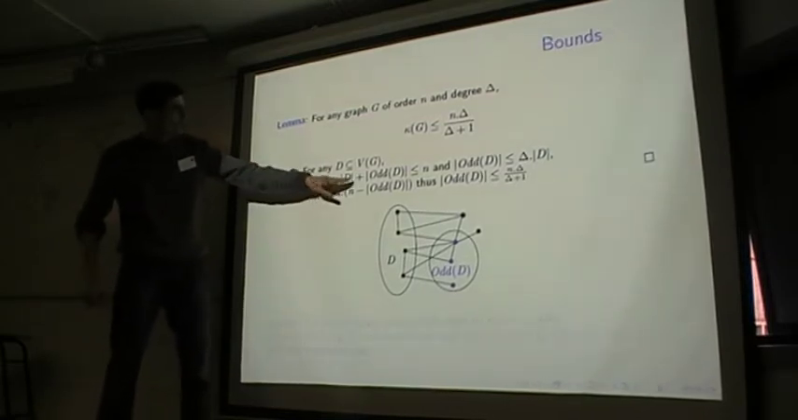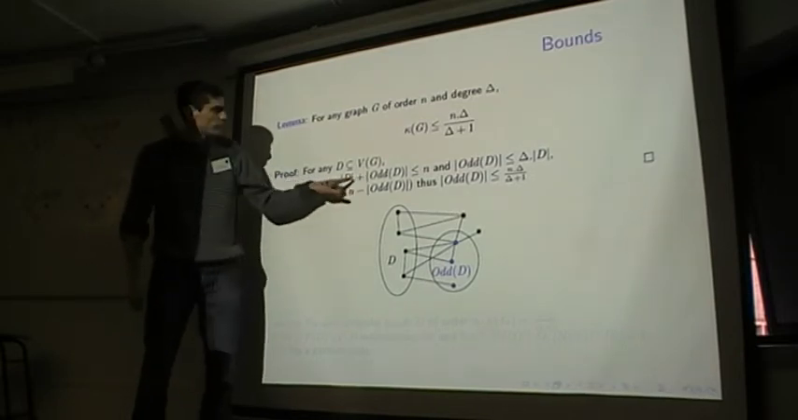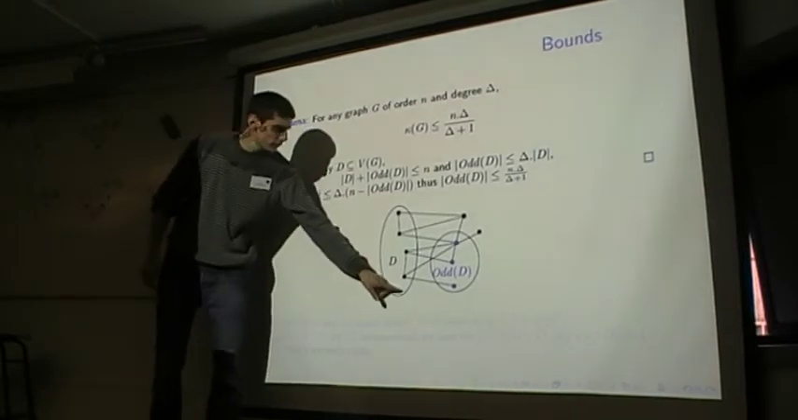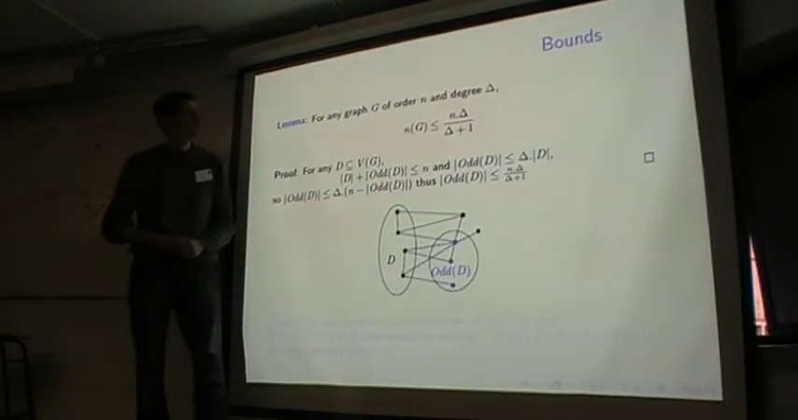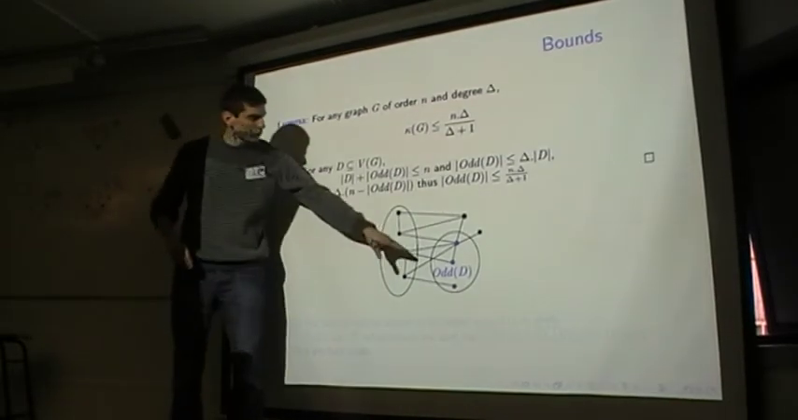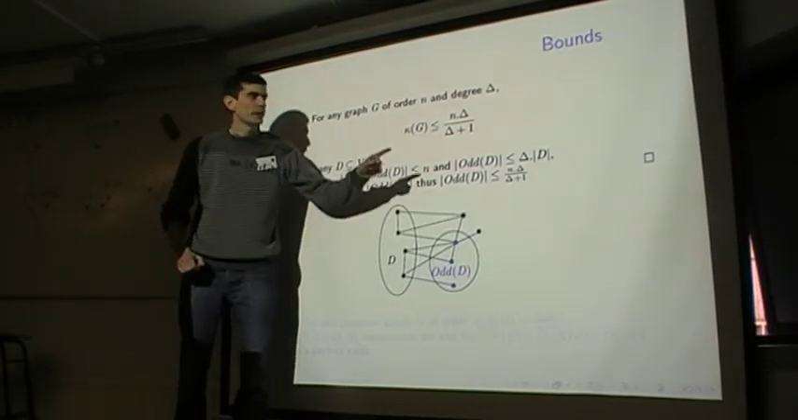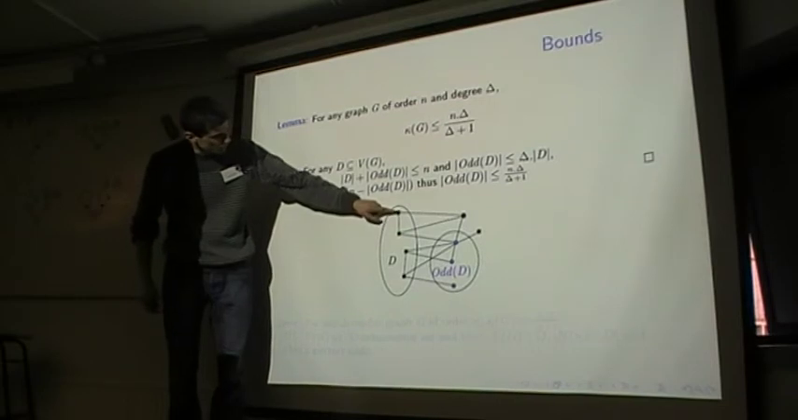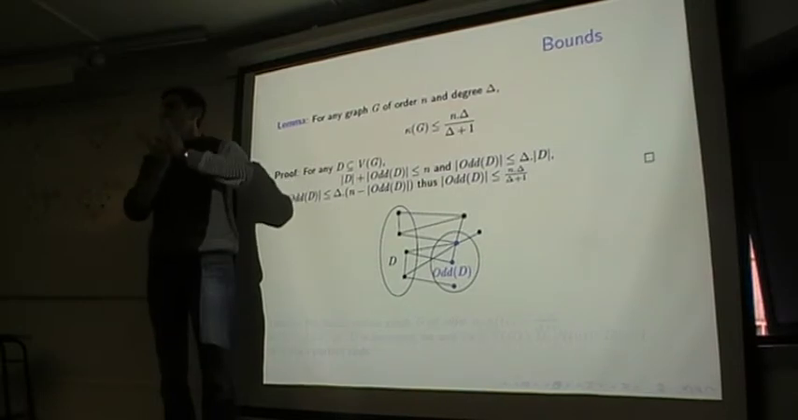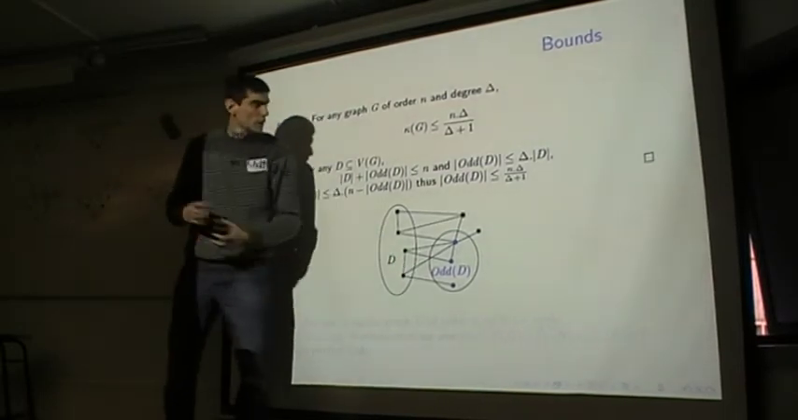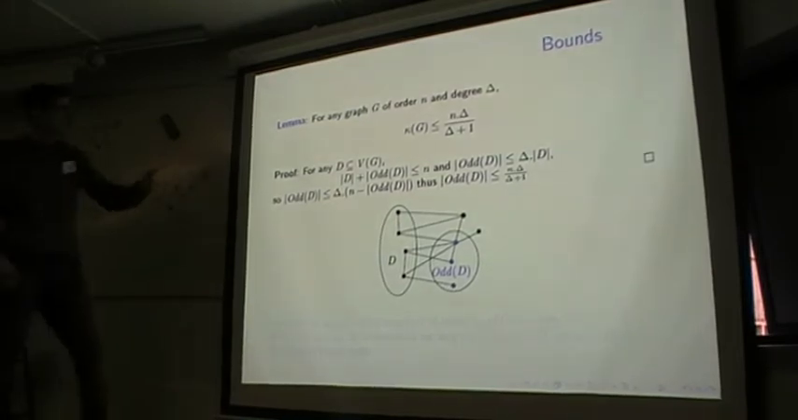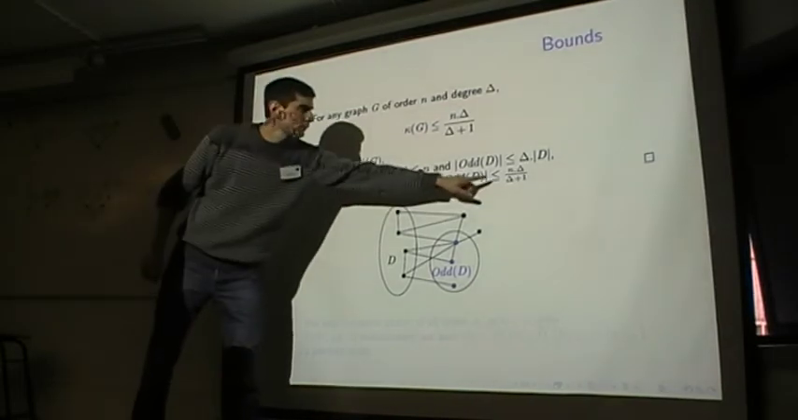The fact that D and odd D are distinct sets means that the sum of the two is smaller than n. If you look at the size of D and the size of odd D, the sum of the two is smaller than n. And moreover, since the degree of the graph is delta, the odd neighborhood is smaller than delta times the size of D, because every single vertex in D has at most delta neighbors outside of D, so the odd neighborhood must be smaller than delta times the size of D. Combining these two inequalities, you obtain this and then this, which is what we want to prove.